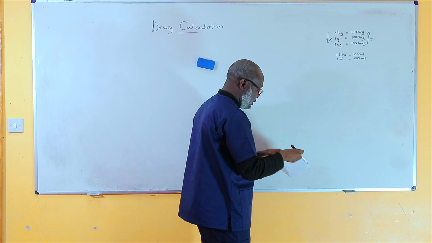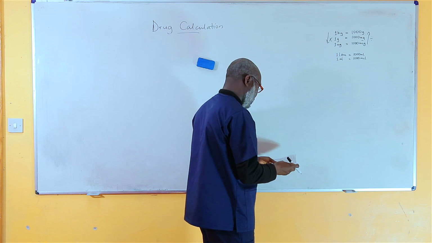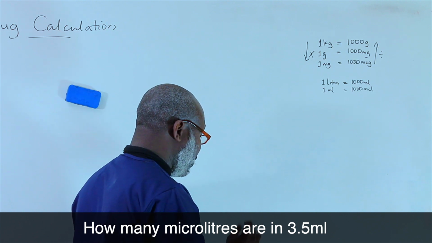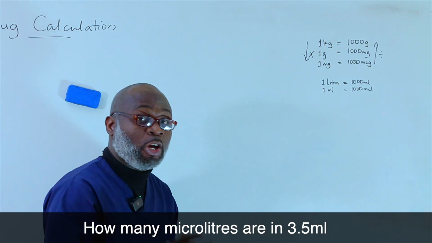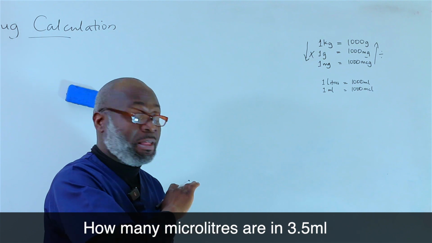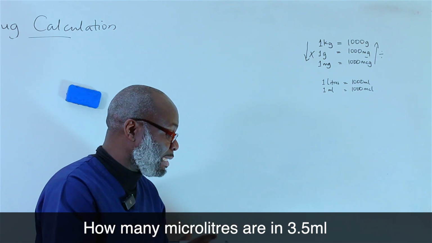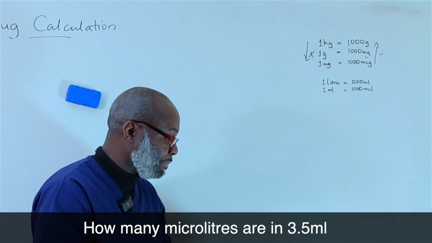So the number 1 question says, how many microliters are in 3.5 milliliters? Look at that question. The only thing they're asking from you is to convert 3.5 milliliters to microliters.